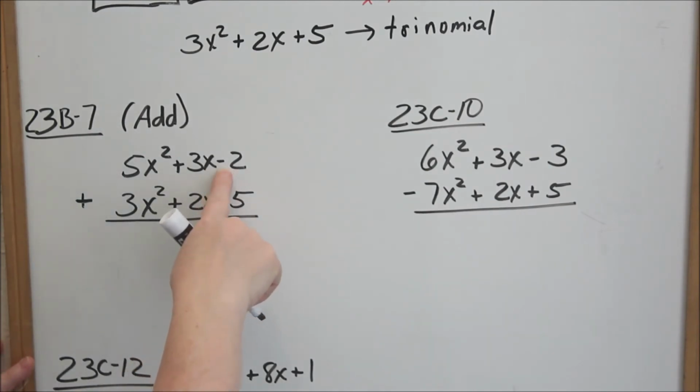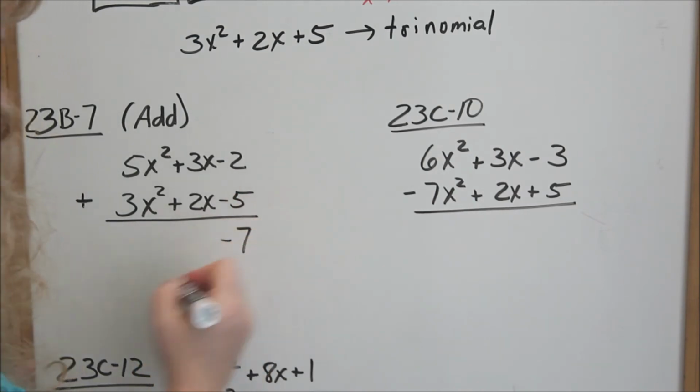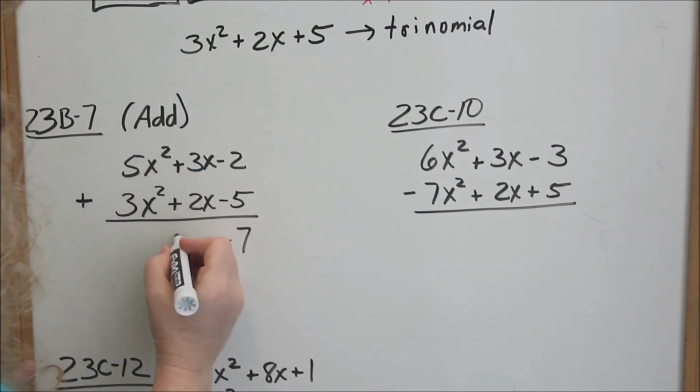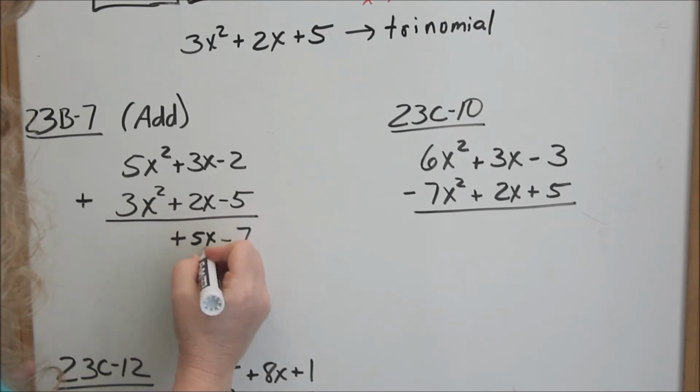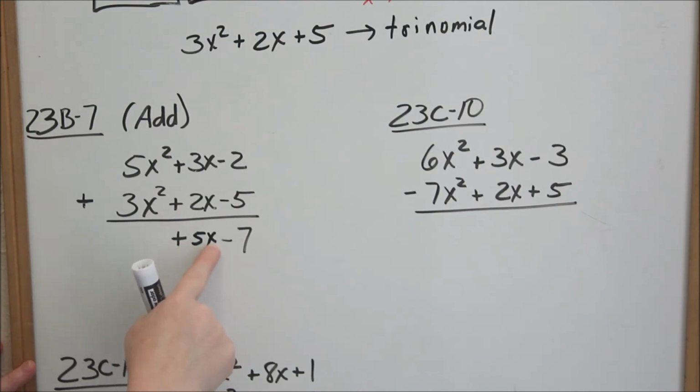So I'm adding a -2 and a -5. I'm in debt 2 and I'm adding more debt of 5. So if I'm in debt 2, and I'm adding more debt of 5, I'm going to be in debt 7. Here I've got a +3 and I'm adding a +2x. So if I have 3 bananas plus 2 bananas, then I'm going to have +5 bananas. 3 of these plus 2 of these is 5 of these.